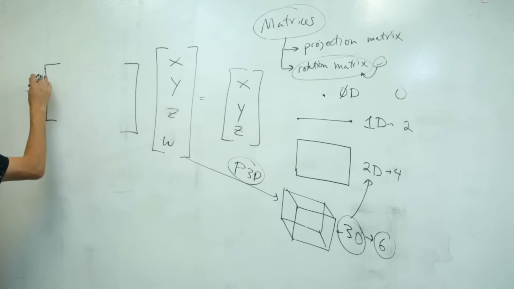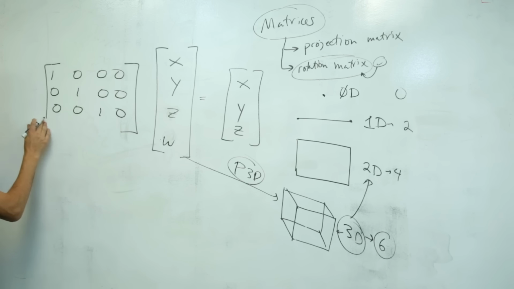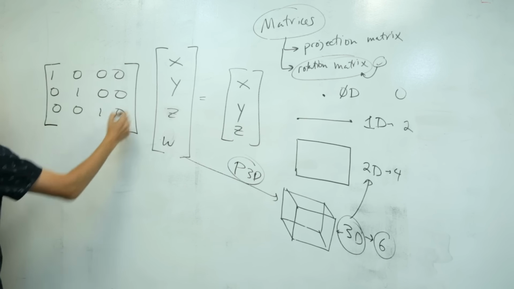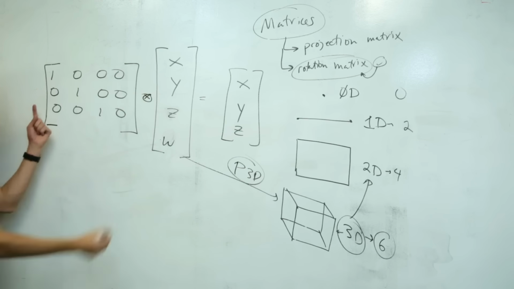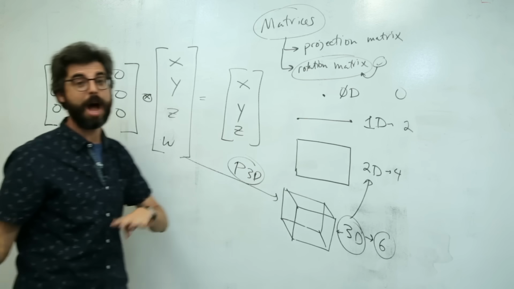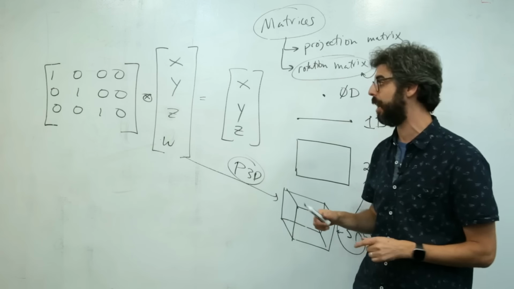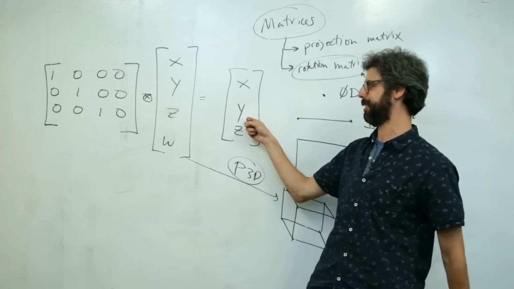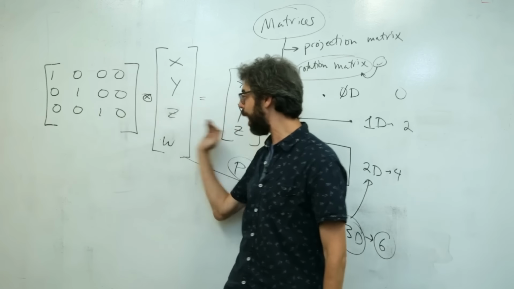So to do that, I need a matrix that has 4 columns and 3 rows. The typical way to do that would be like this: 1, 0, 0, 0, 0, 1, 0, 0, 0, 0, 1, 0. Right? I think I got everything. If I actually use this matrix and perform matrix multiplication, which I'll link to 2 videos where I go through that in more detail, this actually gives me literally this. It's like just chopping off the W.